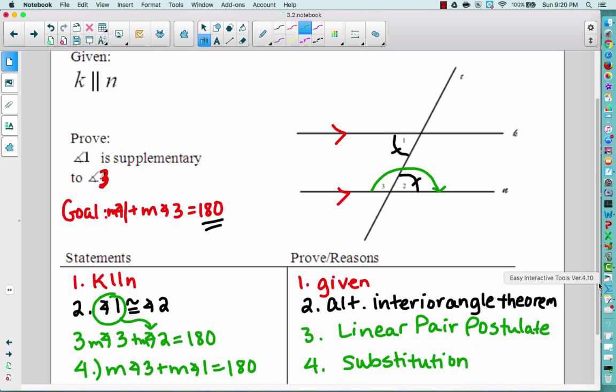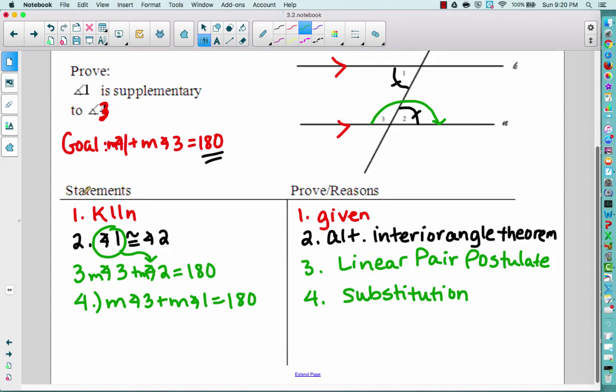Okay, so am I ready to make the final statement? Did I reach my goal? I got to my goal, and if 3 and 1 equal 180, well then we can say that angle 1 is supplementary to angle 3. And that would be the definition of supplementary angles.